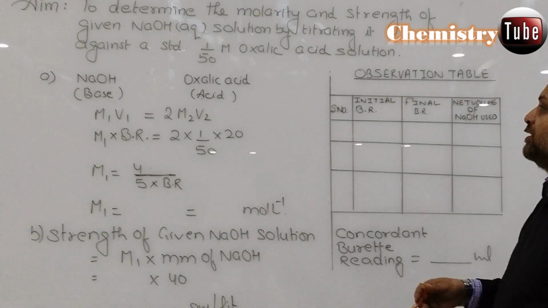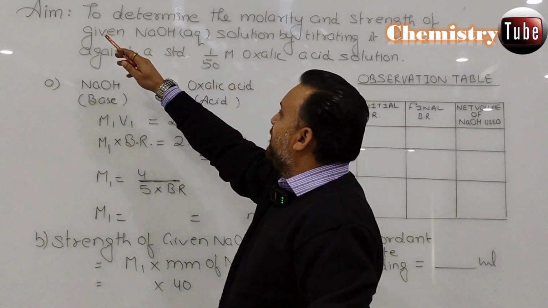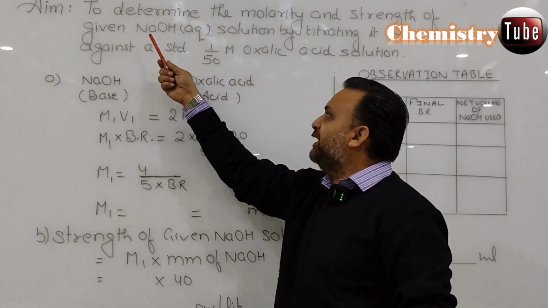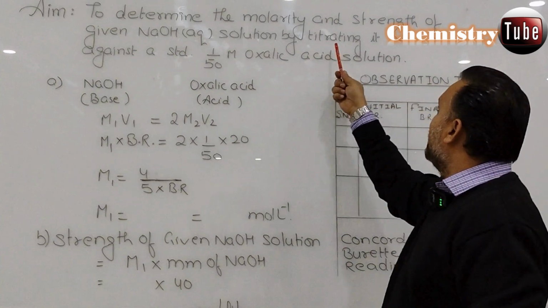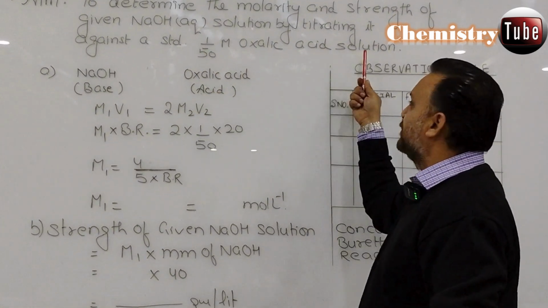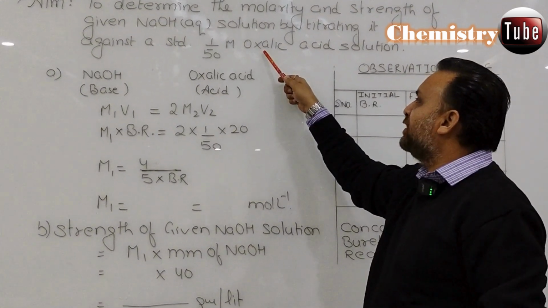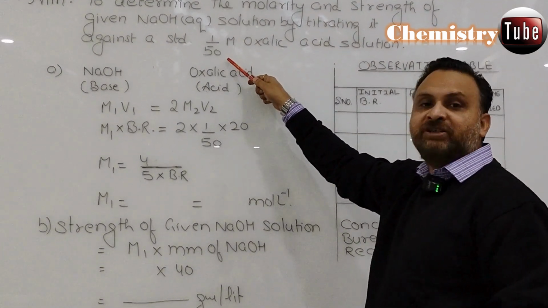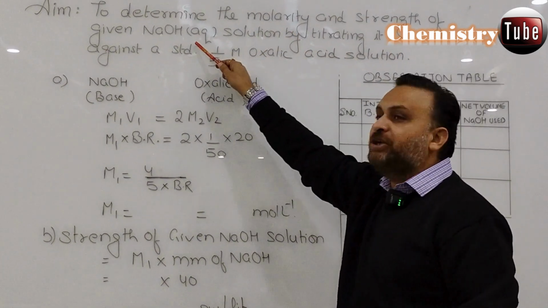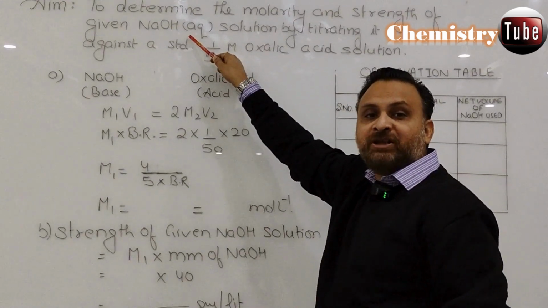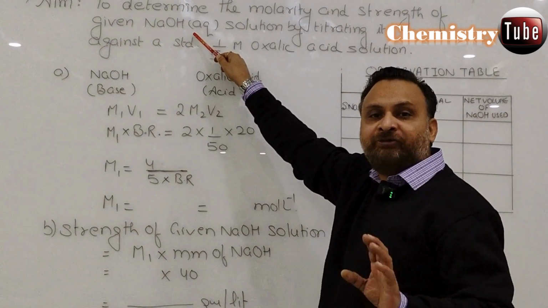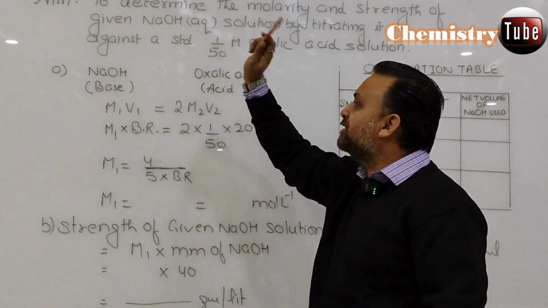So the aim of today's experiment is to determine the molarity and strength of the given NaOH solution by titrating it against a standard 1/50 M oxalic acid solution. The molarity of the oxalic acid solution is known, which is 1/50 mole per liter, but the molarity of the NaOH solution is unknown. So the target is to determine the molarity and strength of this unknown NaOH solution.